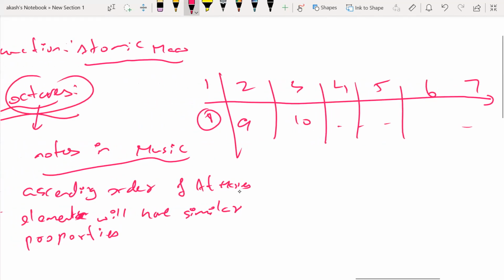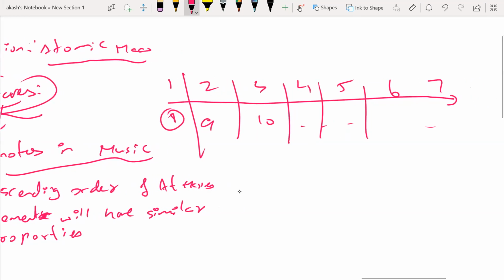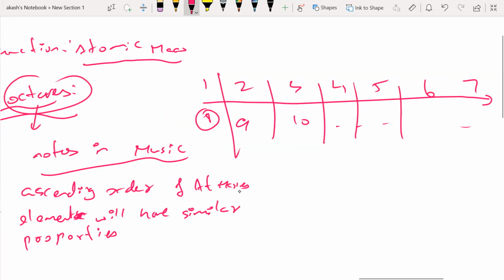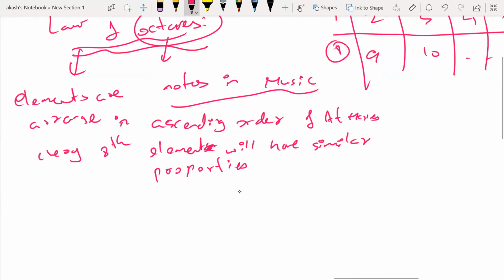So what was the problem here? You can look into that particular table given in your textbook, in your NCERT, it will be given how Newland's table was looking. But the basic thing is this. Every eighth element was having similar chemical property. Again, there were some problems here.